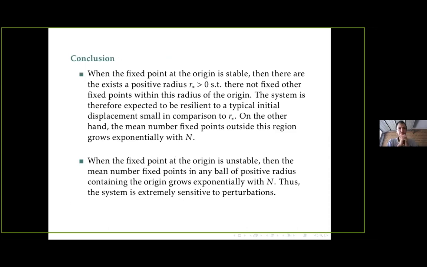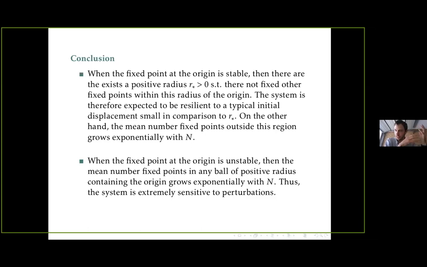What you will observe in this kind of system is that when the fixed point is locally stable at the origin, there also exists a positive radius R star. This will in general depend on the functions A and B. If you know something concrete, you can say concretely what it is, but when we keep things abstract, the only thing we can say is that in this regime there's a positive radius. And what does this positive radius give you? Within the ball with this radius around the origin, there will be no other fixed point.